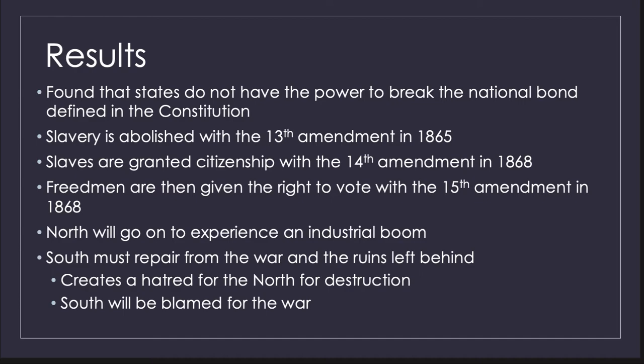When we look at the results of the Civil War, that's what we need to focus on for our part in U.S. history. The results are going to prove that the states do not have the power to break the national bond of the Union that was defined in the Constitution. So the South really had no right to secede. They had no ability to do so.